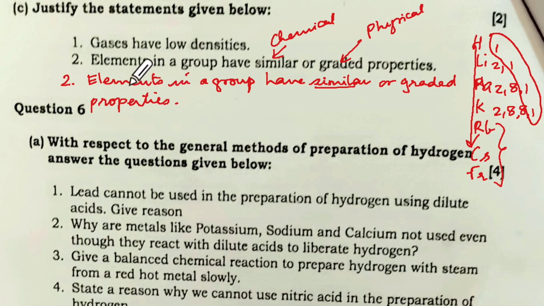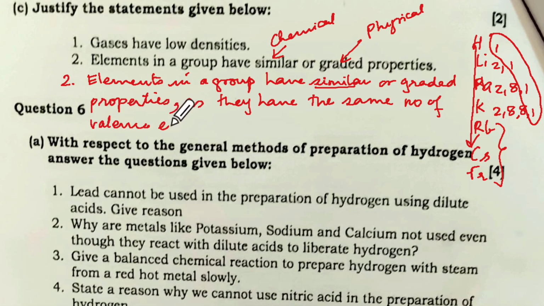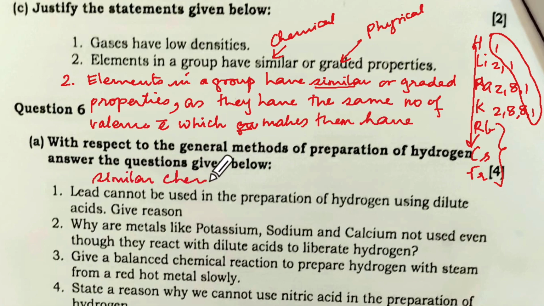Alright, and put comma, as they have the same number of valence electrons, valence e-, which makes them have what? Have similar chemical properties.